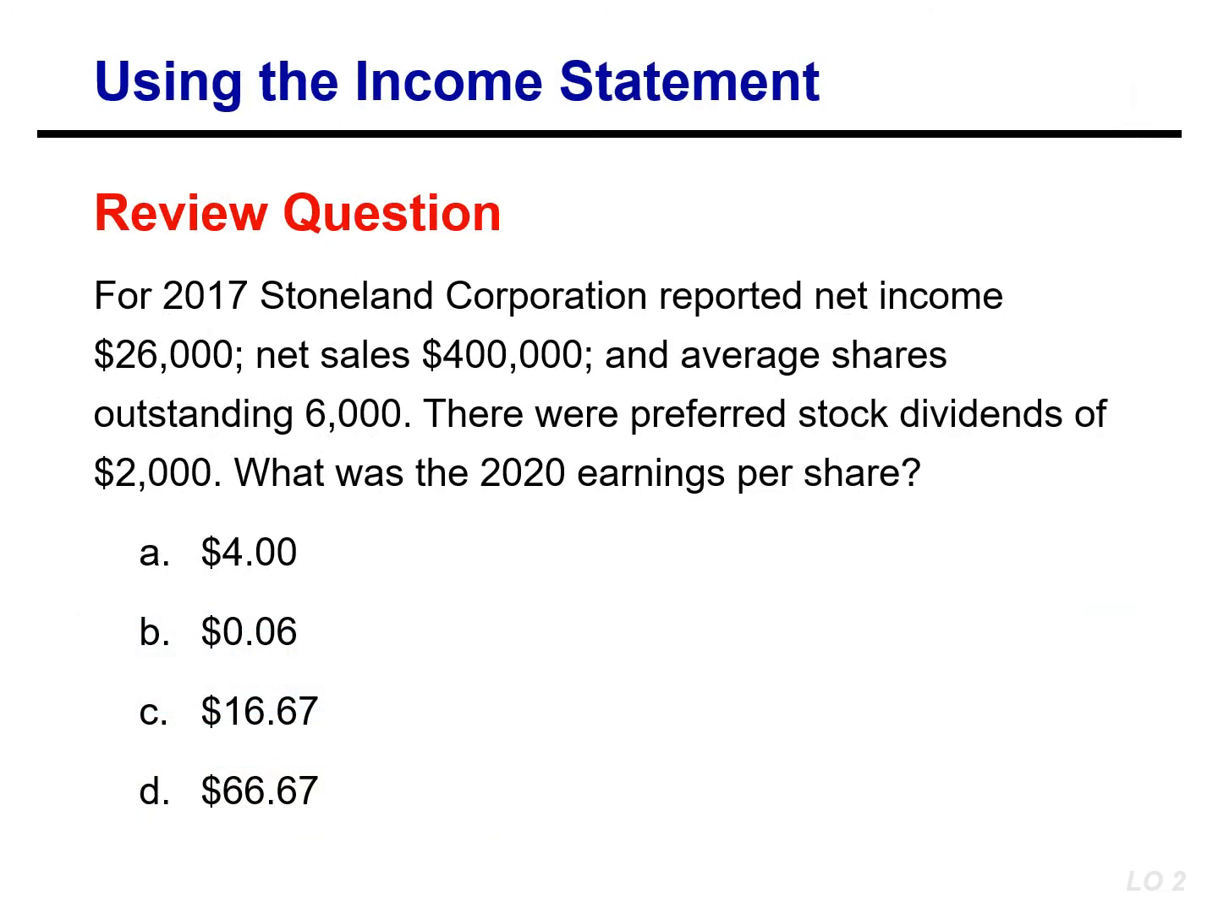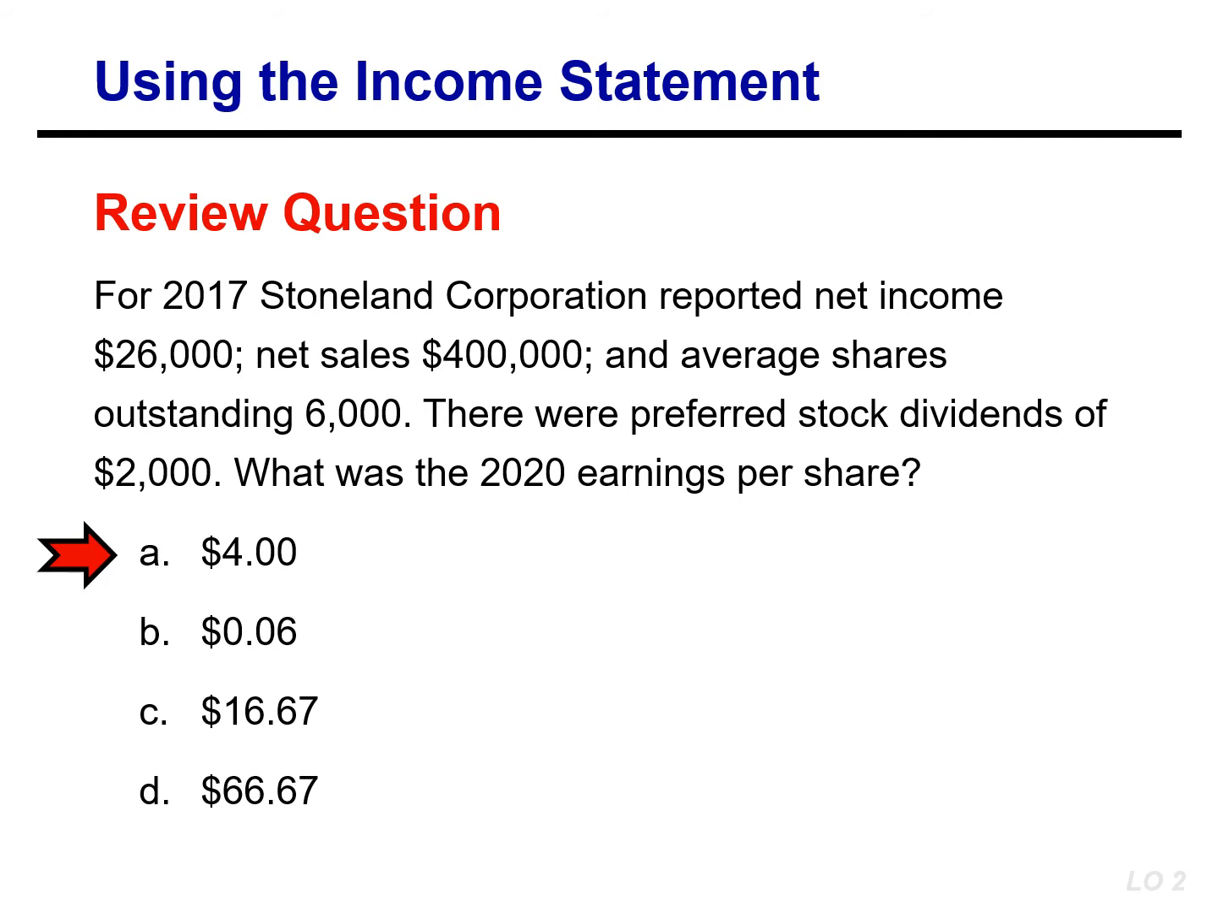Corporations are required to disclose earnings per share on the income statement. You typically see it right below net income or in the notes to financial statements. This ratio is widely used in evaluating the operating performance and profitability of a company. Please pause this video and solve for earnings per share.